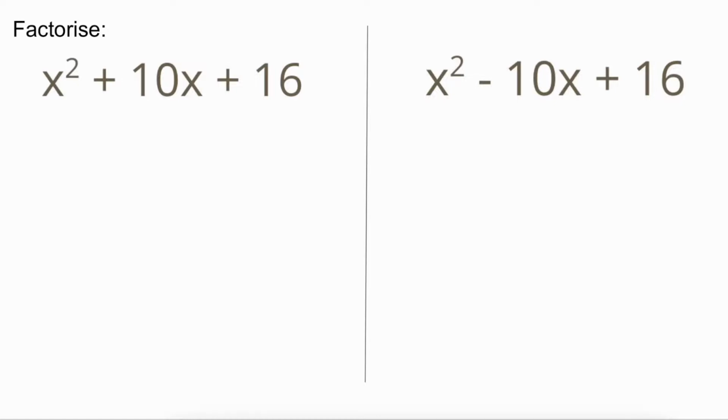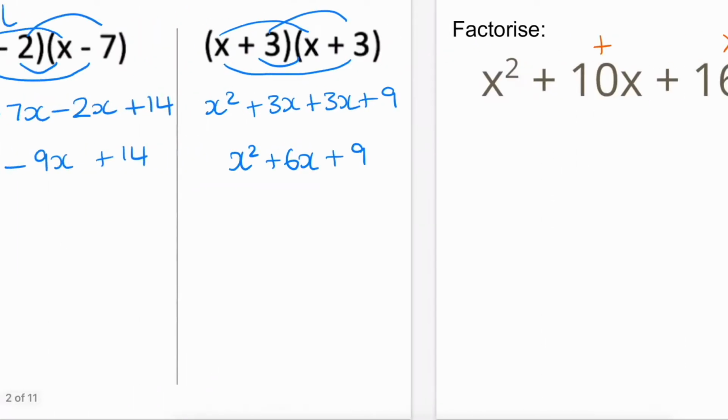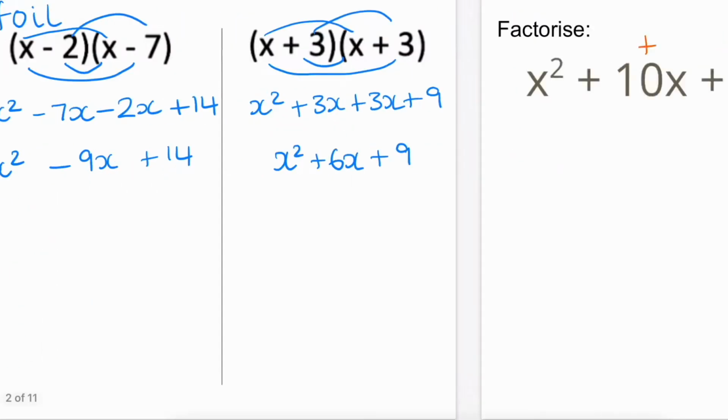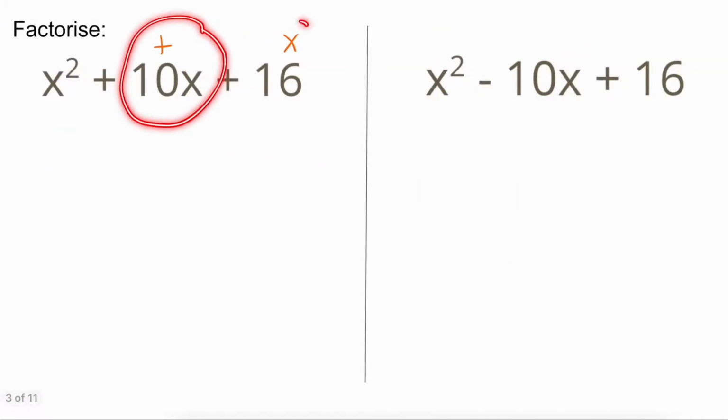So when we have these simpler questions, we're working out what times is to make 16 and adds to make 10, okay? And this is because if we think back to when we did our expanding, it's these two middle terms each time that add together to make our final middle term, okay? And that's why we're needing to add. And then it's the multiplying for this last part of the bracket that gives us our final number. So that's why we need to add and then to multiply.